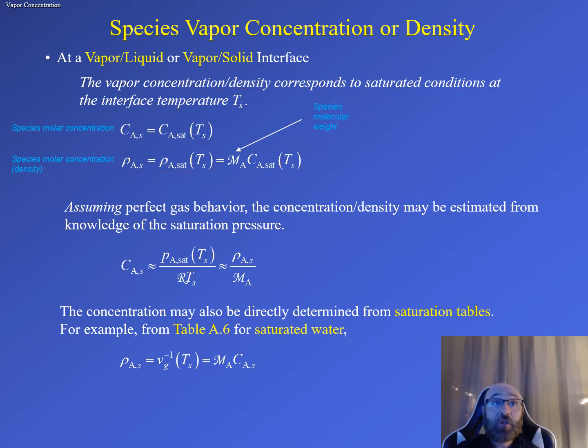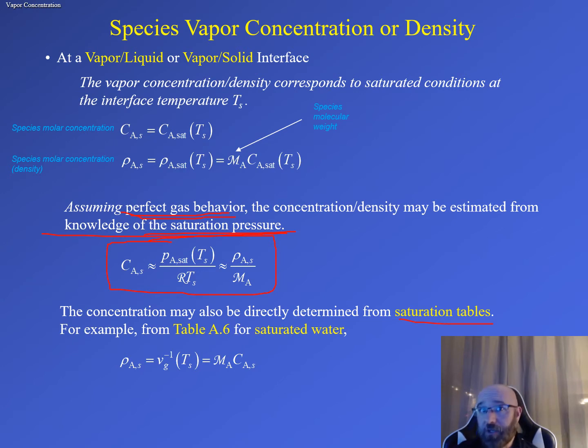So now if we were to assume a perfect gas behavior, then the concentration density may be estimated from the knowledge of the saturation pressure, if we have the following relationship that we see here. So this will be our governing equation if this is going to be estimated from the knowledge of the saturation pressure for assuming a perfect gas behavior. Now this concentration may also be directly determined from our saturation table.